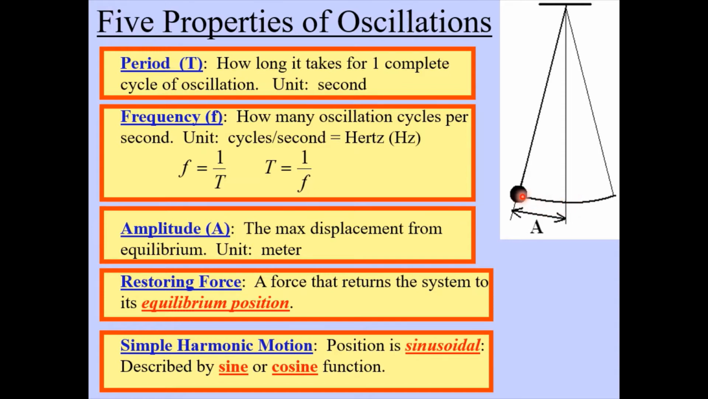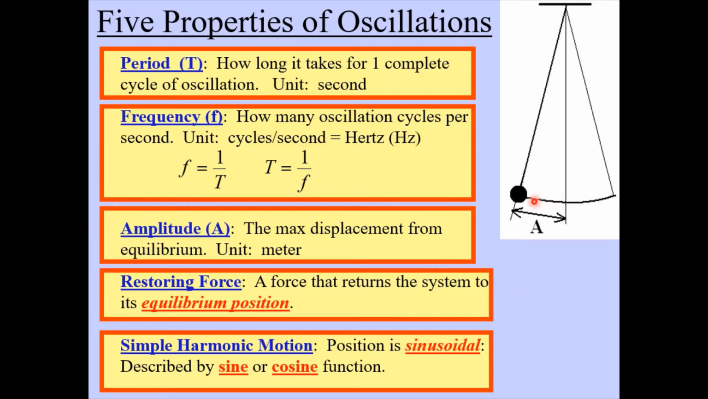So this displacement here from here to here is the amplitude, or we could have measured it over here from the equilibrium position to the farthest position on the right. The next property of all oscillations is that they all have a restoring force. And the restoring force, of course, is what makes the oscillator vibrate back and forth. So restoring force is a force that returns the system to its equilibrium position. We talked about several examples of this on the last slide.